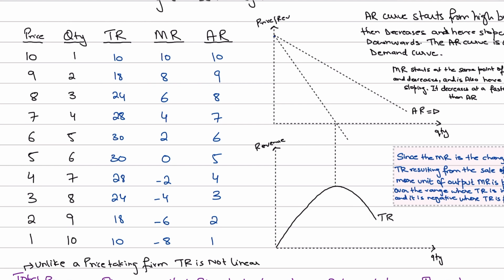First of all, you start from the y-axis, you draw a downward sloping average revenue curve, which is also your demand curve, right? And why is that? I'll tell you as well. And so this is your average revenue curve, downward sloping, right? And then why is it downward sloping?